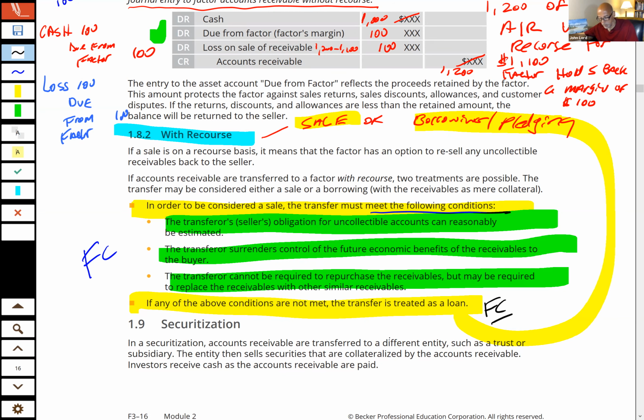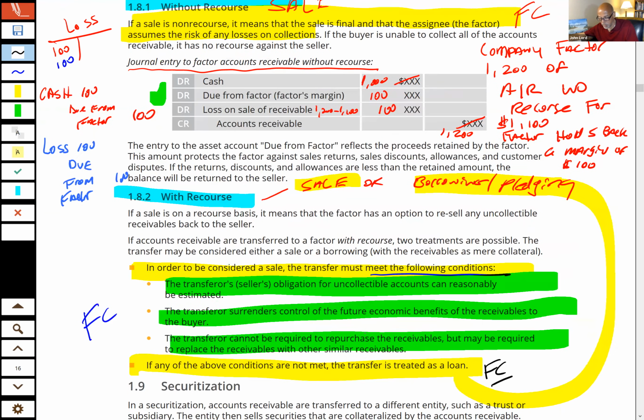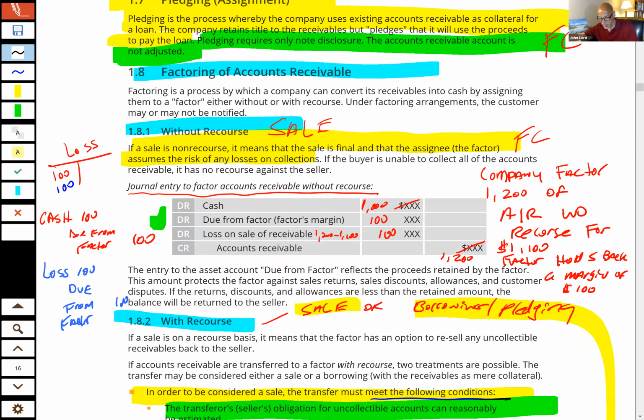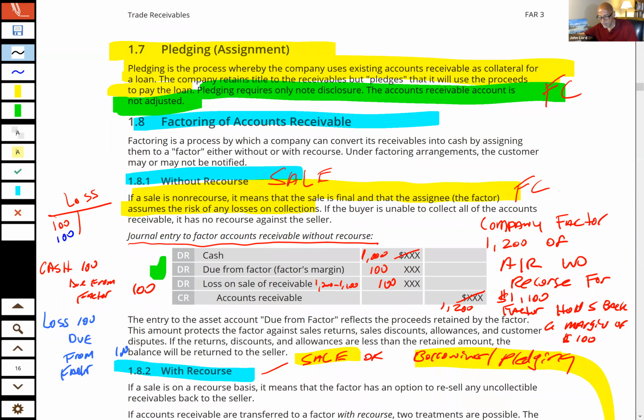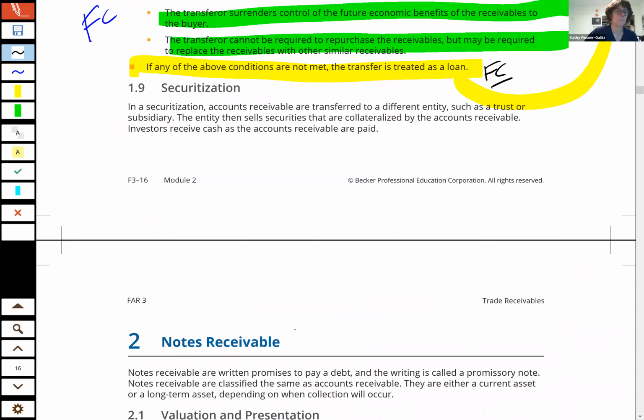If any of the above conditions are not met, the transfer is treated as a loan. So it'd be like a collateralized loan. So you would leave the receivable as though you pledged it. And then your loan would be repaid and then the receivable would go away. Correct. Okay. Thank you.